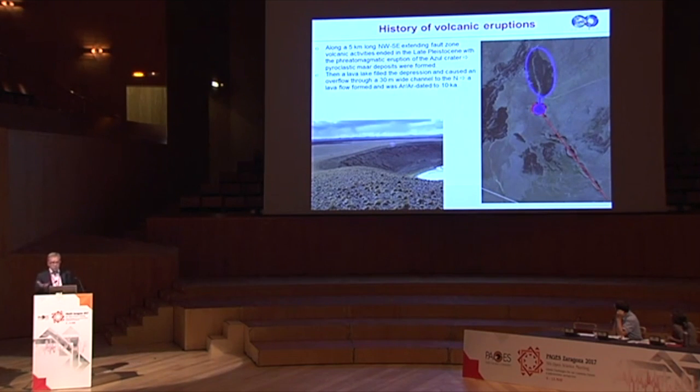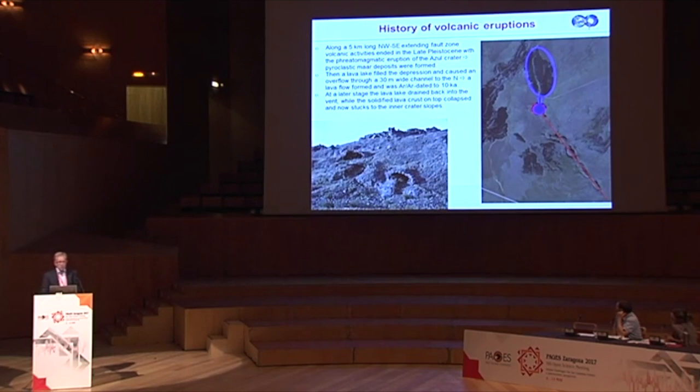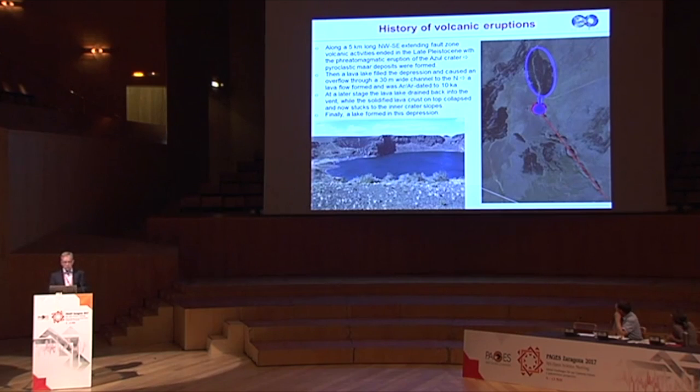After this formation of the depression, a lava lake filled the entire crater up to the rim, and lava poured to the north and circled in blue. And this lava was actually dated to about 10,000 years ago by argon dating. After a while, this lava drained back into the vent of the volcano, and the solidified crust on top just dropped to the side walls of the crater, which you can see on this figure to the left. And then only the lake formed in this depression, a 56-meter deep lake as it is today.